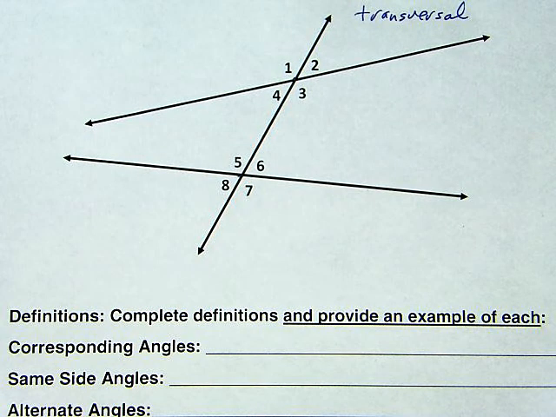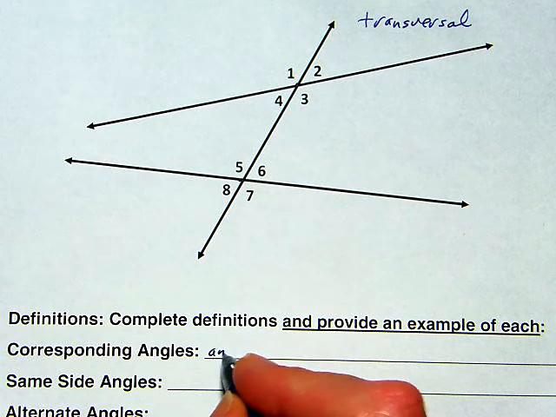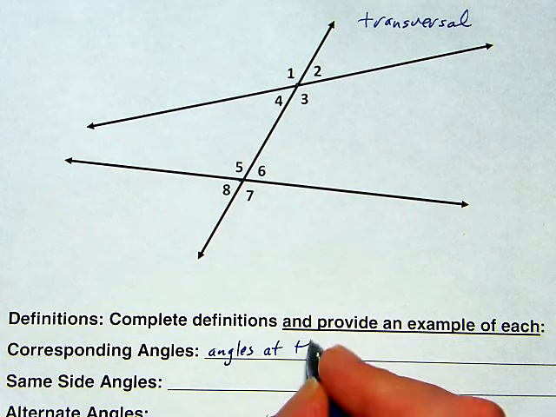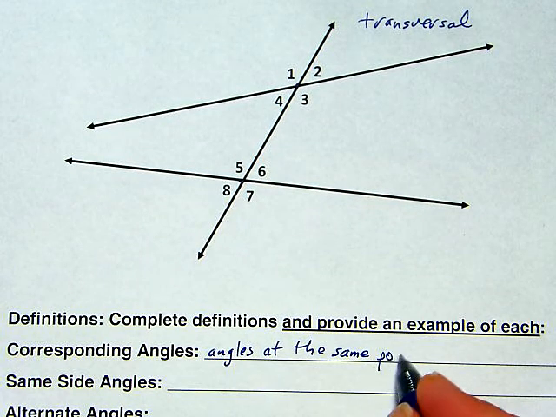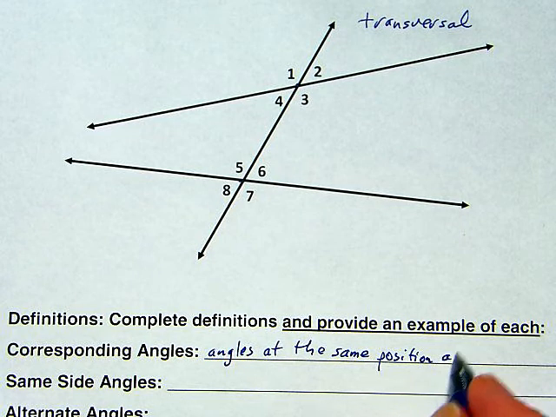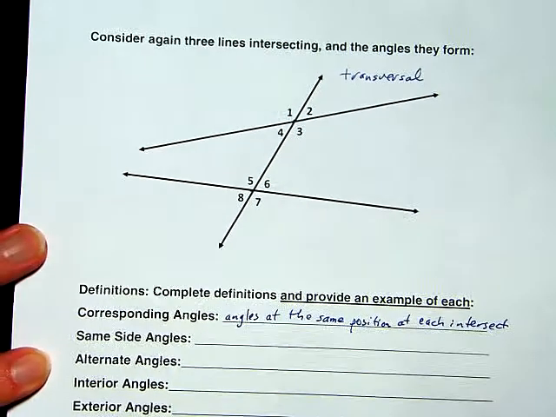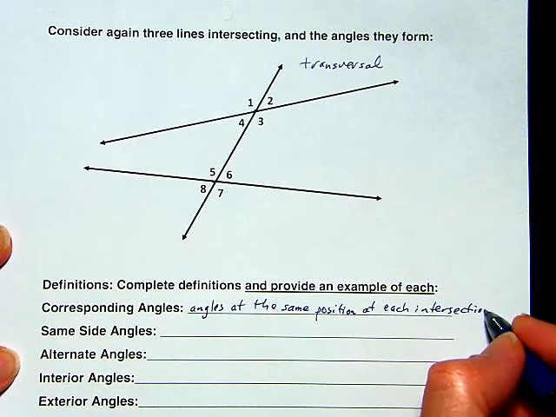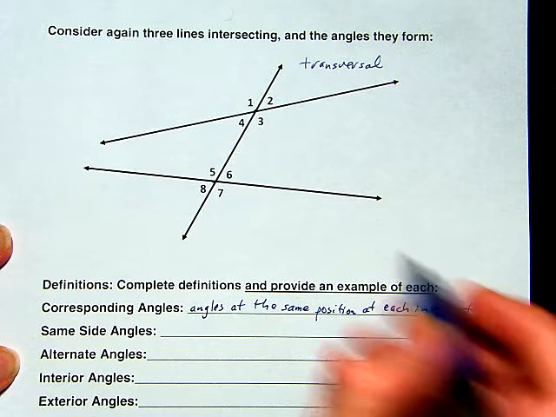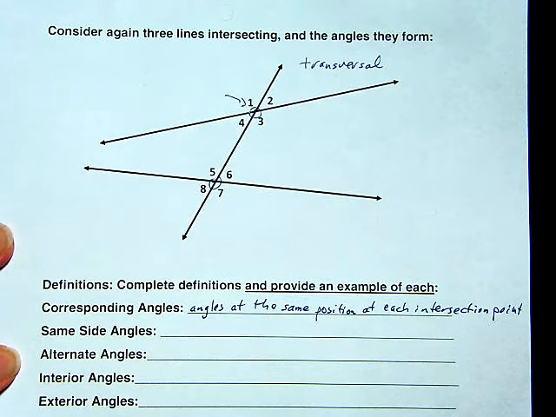Corresponding angles. Corresponding angles are angles at the same position at each intersection of the transversal. So corresponding angles are angles at the same position at each intersection point. And these are our two intersection points, there and there. Those are our two intersection points.